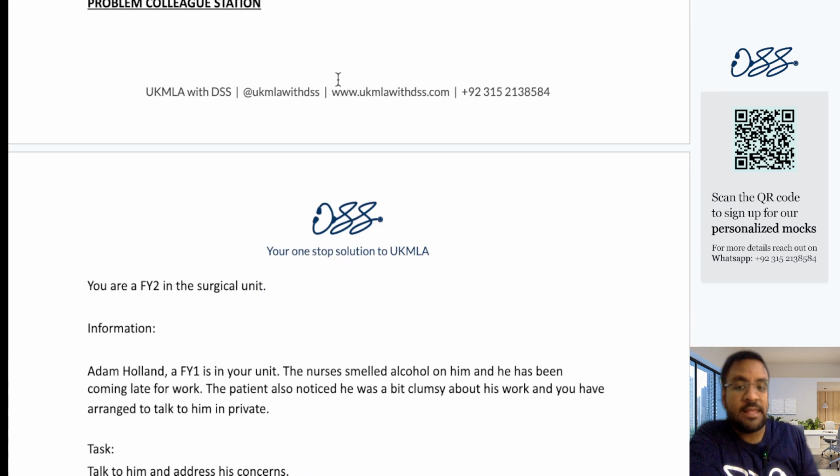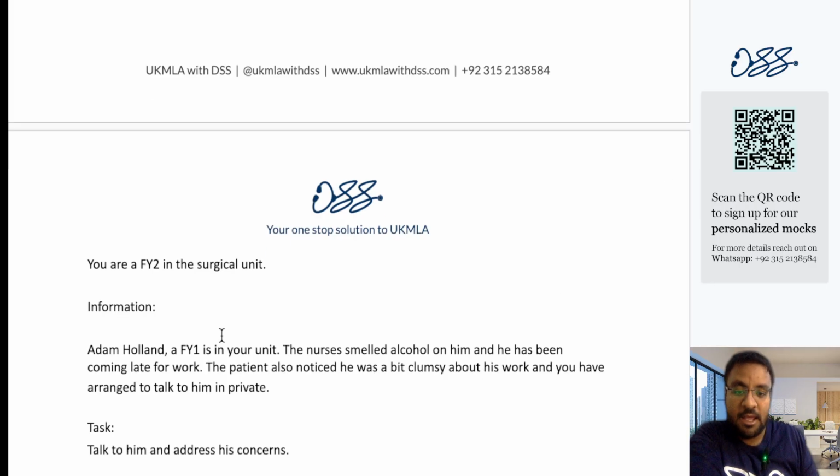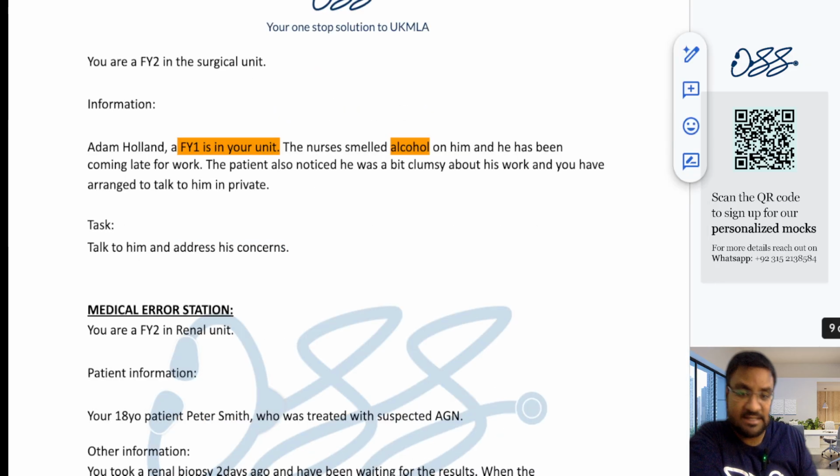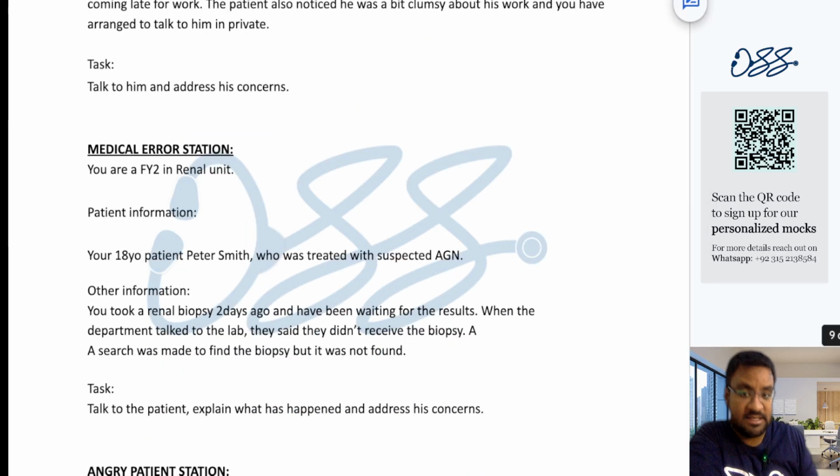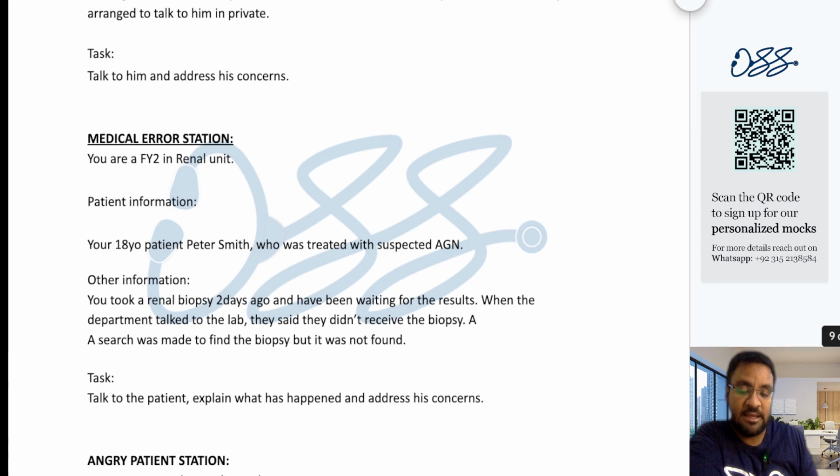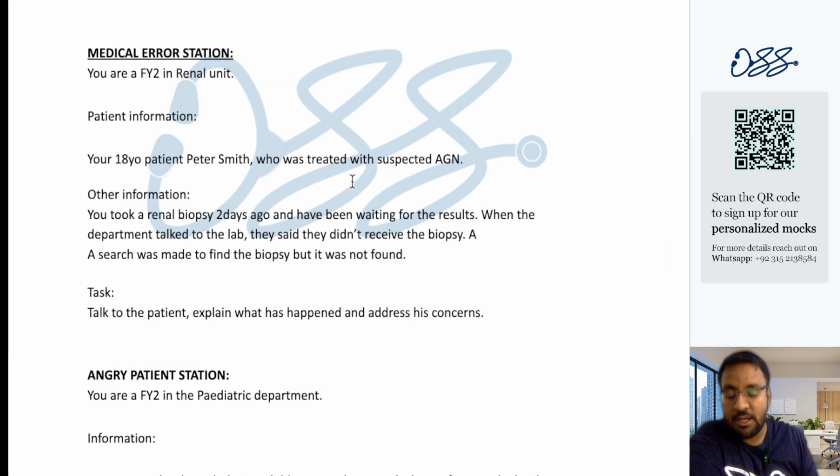Okay, then there is a category of the problem colleague. Very simply, it would be written to you that FI1 in your unit. So it automatically tells you that this is a colleague of yours. And then there would be a problem mentioned, that he smelled alcohol. So you automatically know that this is a problem colleague station, and I need to talk to my colleague and discuss his concerns, and make sure I monitor and manage the situation at hand.